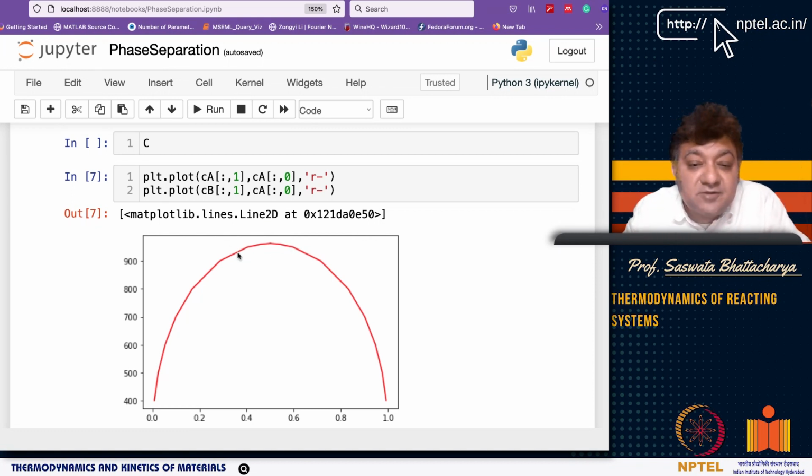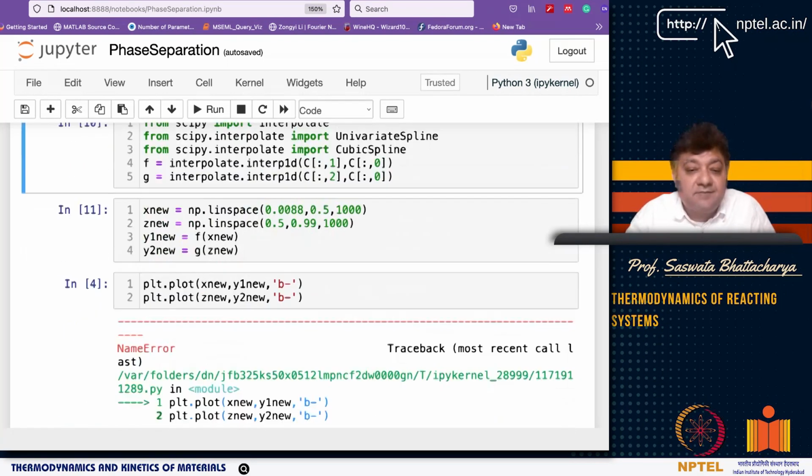This coexistence composition. So this one and this one, say for example. Now here at TC, above TC, you do not have any coexistence. Now you have a single phase, like above 960. If you are at 1000 degrees, say for example, there is a single phase with a composition of 0.56, right? With the given compositions, right?